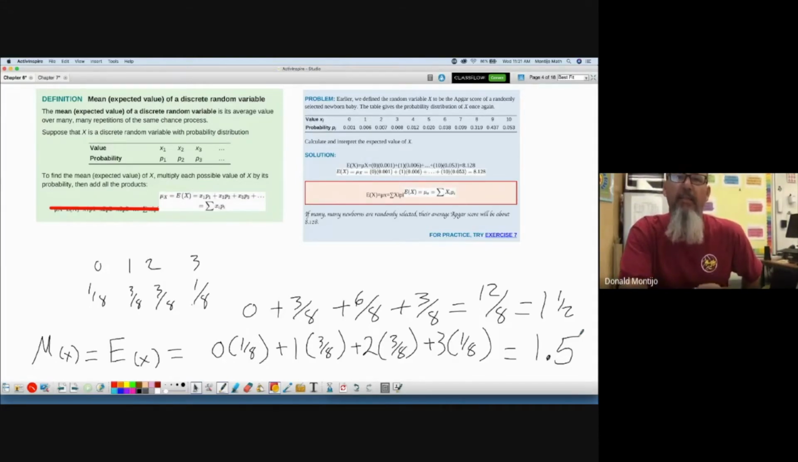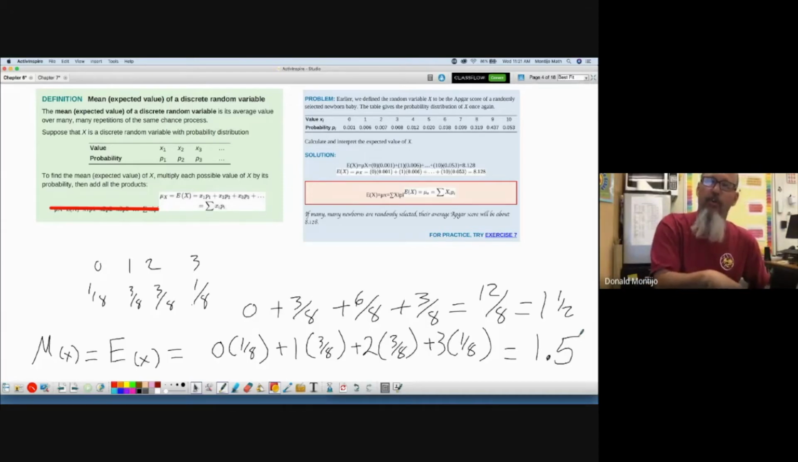Now, I know that doesn't make sense. It's impossible to have 1.5 girls. However, the mean, or the expected value, is telling me the average over the long run. If I had 3 children over and over and over again, on average, I would have 1.5 girls out of every 3 children that I have, which makes sense since the probability of having a girl was 1/2. So half of 3 is 1.5. So in this case, it's a pretty simple example, and it seems to make common sense as to why the answer would be what it is.